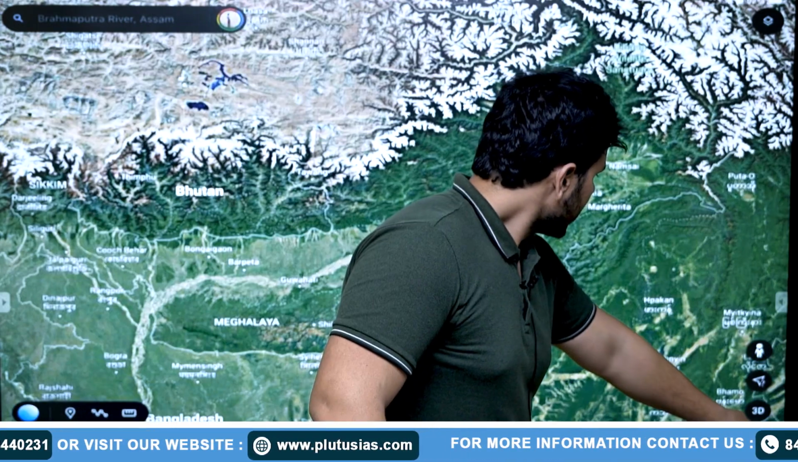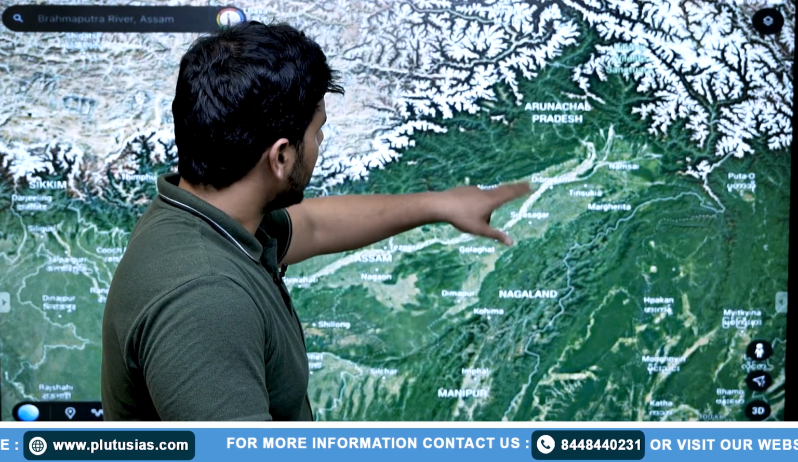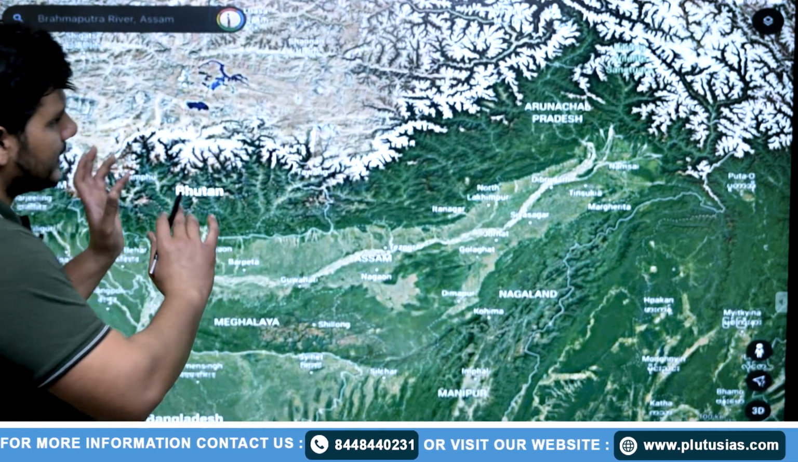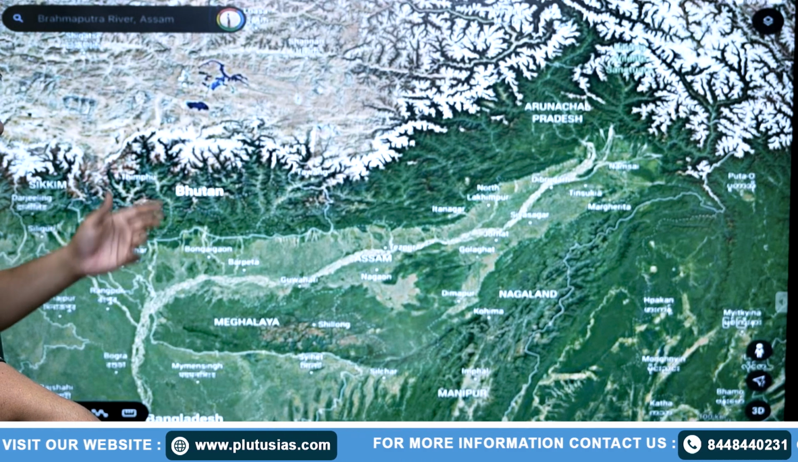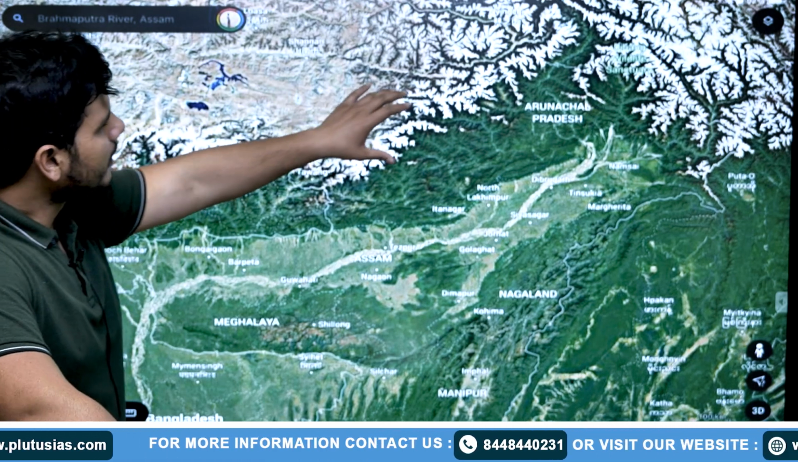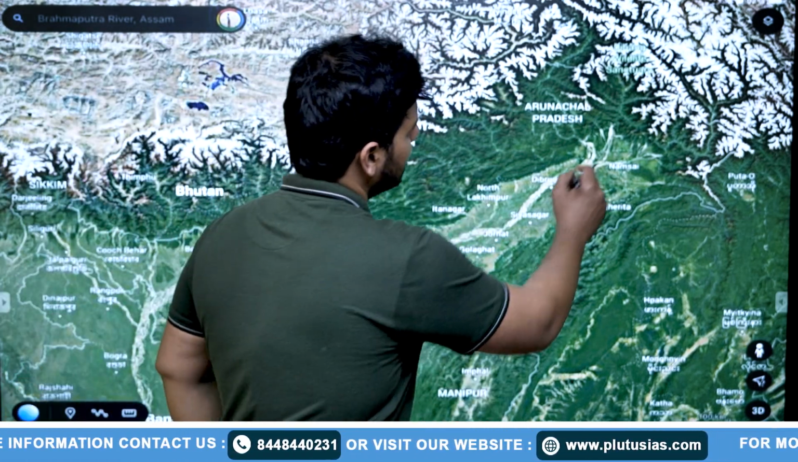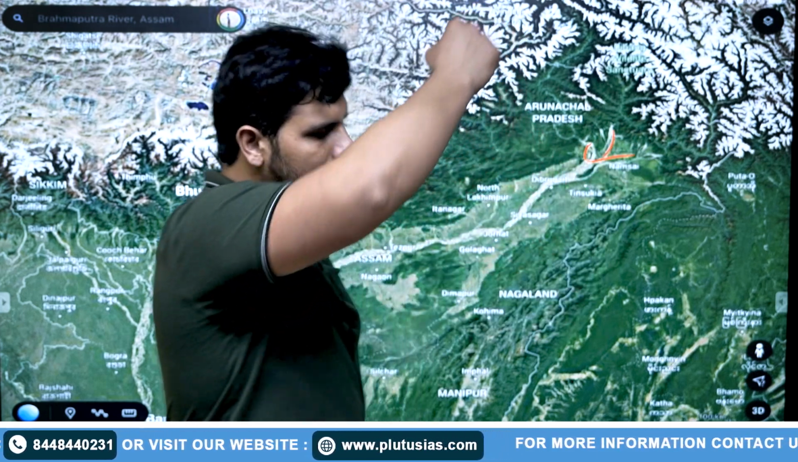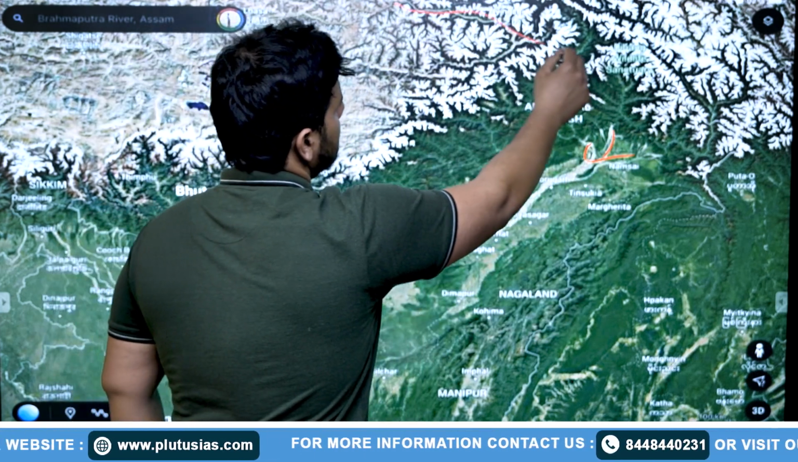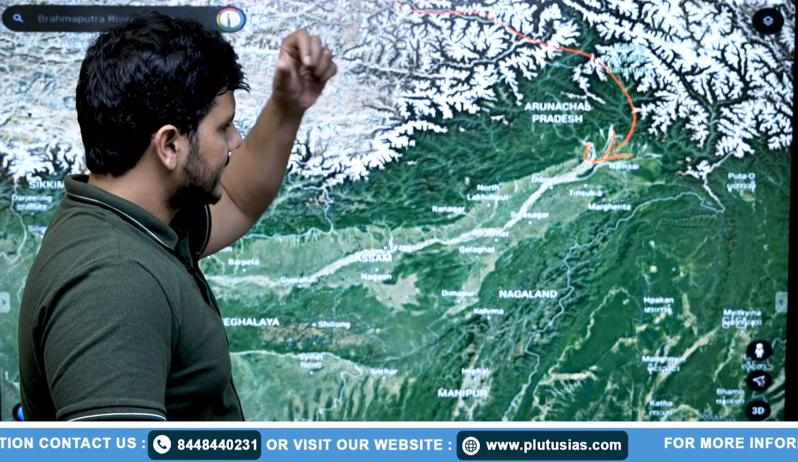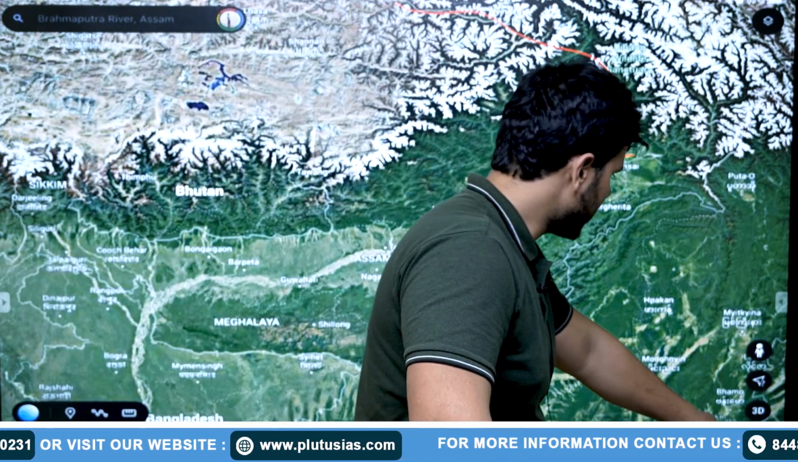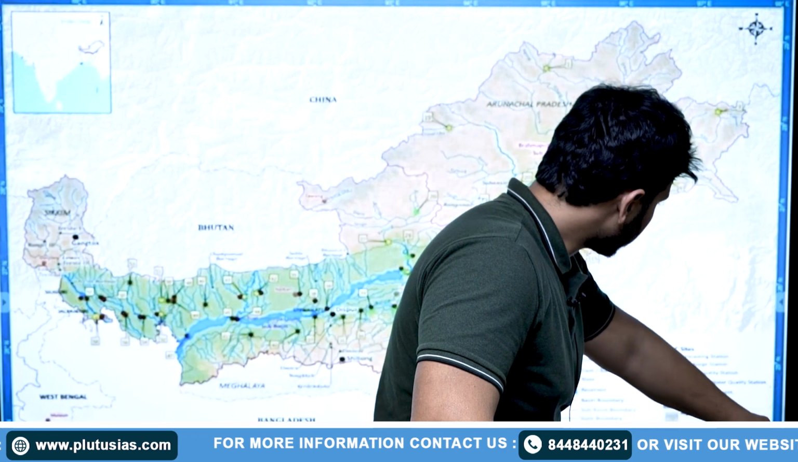This one is again your Brahmaputra river. This is a real satellite image, which I have taken from Google Earth. You can see the glaciers there, then the gorge formation, how the Brahmaputra river goes through there and how it bends across the syntaxial bend. You have to understand this, and I will make you understand all of it.